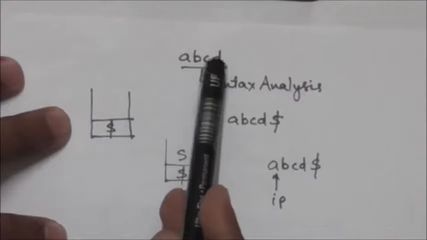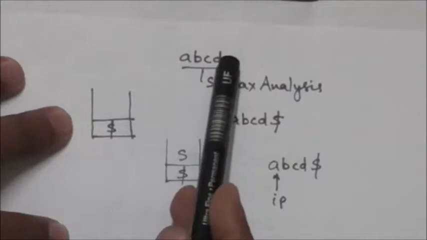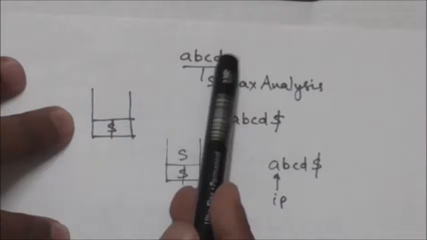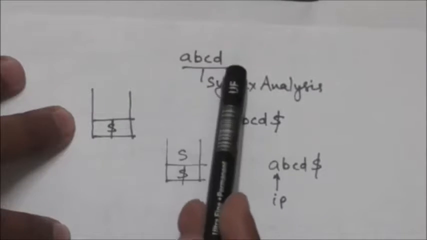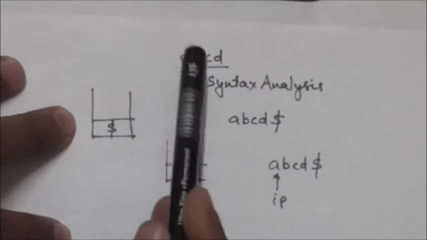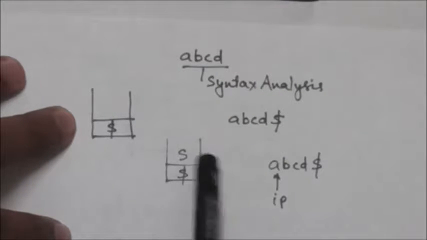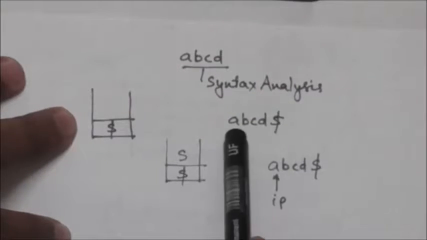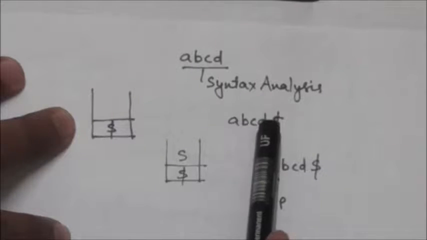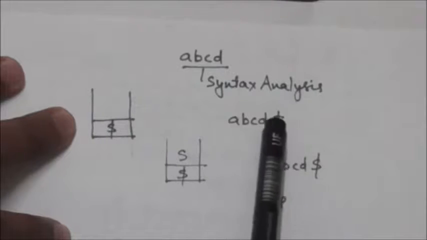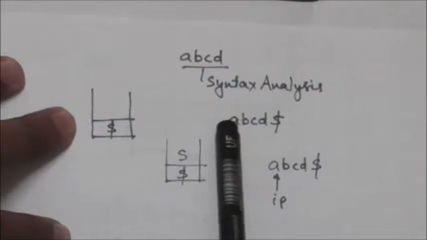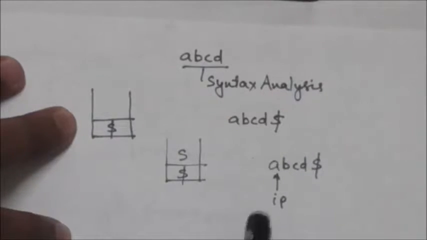Suppose this string of terminals is given to us: A, B, C, D. Now we have to do the syntax analysis of this string of terminals by using the parsing table of predictive top-down parser. So first of all, at the right end of this string we will add this dollar symbol. This is the right end marker of the string.